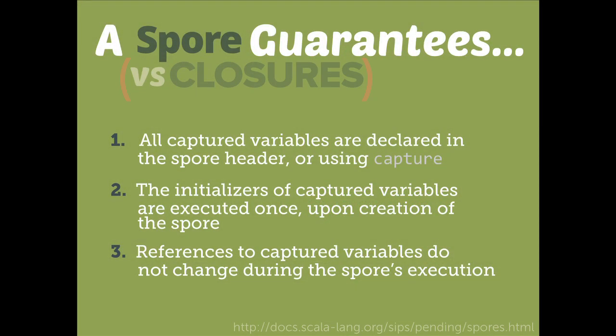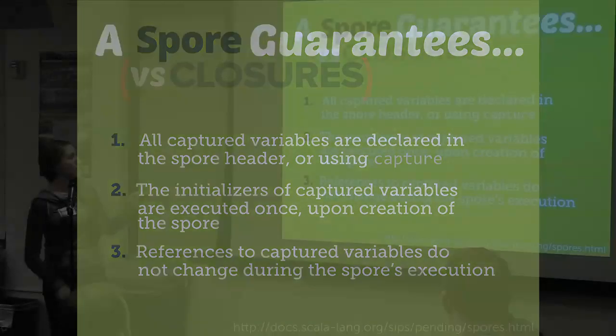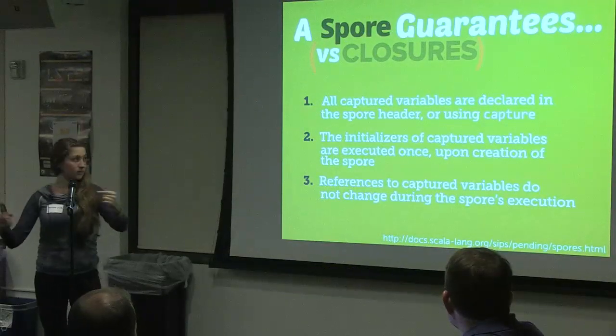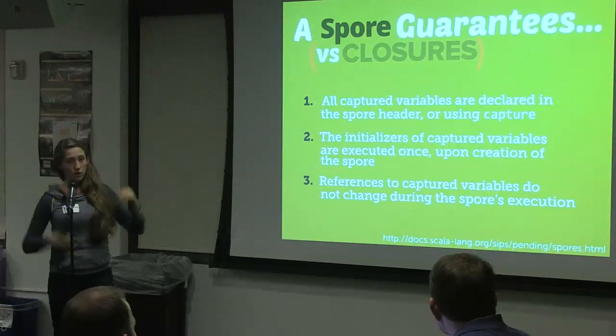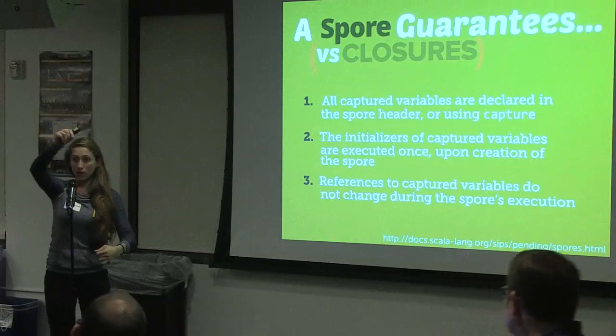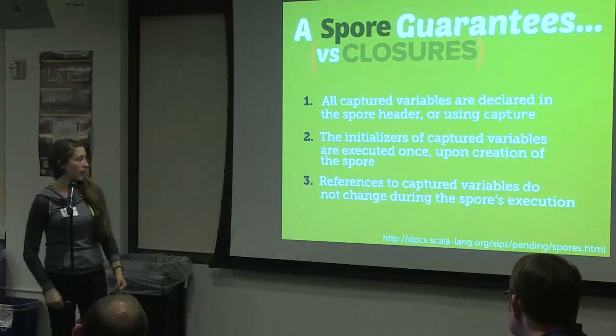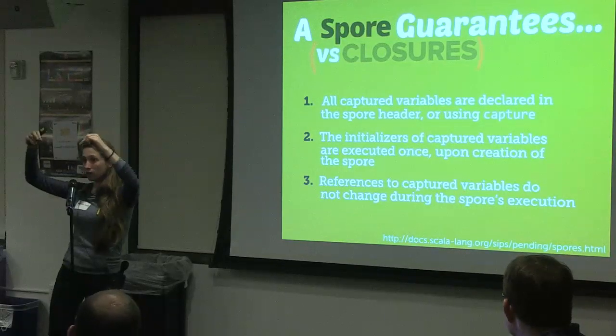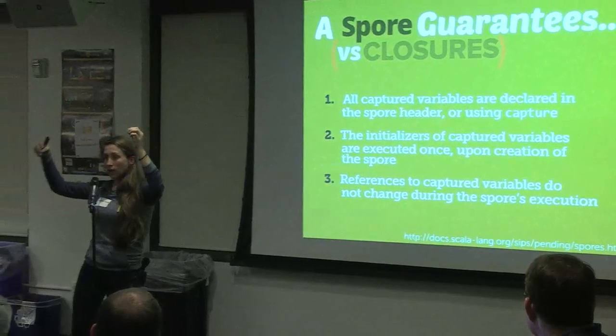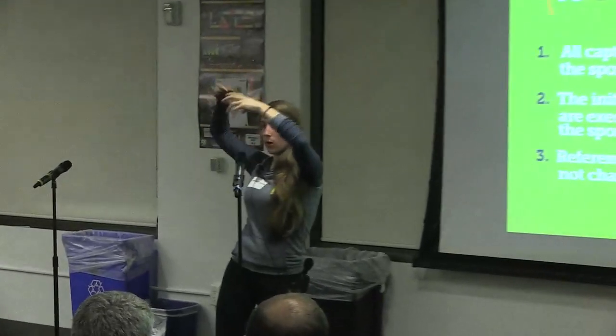So the rules, or the guarantees, are that everything that you capture has to be declared in this header. The way that this all works is that the initializers of the things that are captured are executed once when you create the spore. That means that what you actually put in there can't change over time. They're all vals. It can't be initialized later as your program is running and something else in your program changes meaning. When you create it and use it, it's fixed. And references to captured variables do not change, like I said.